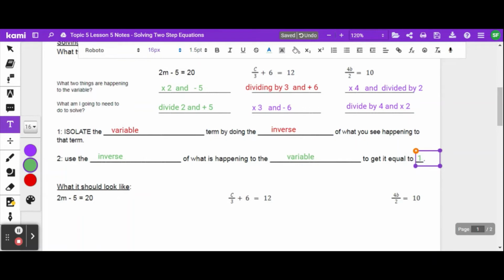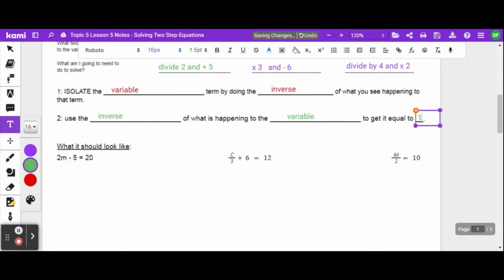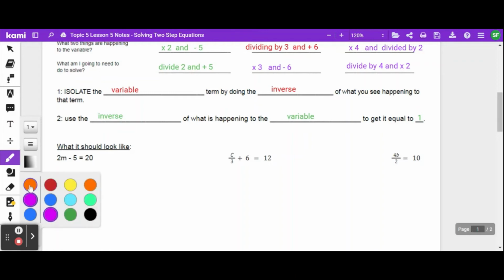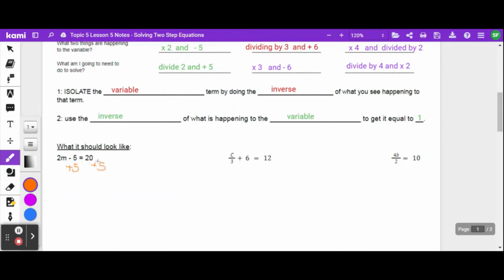So we're going to use the same examples as above, and we're going to solve them the proper way, all right? So 2m minus 5 equals 20. The variable term is 2m, and I can see that 2m is being subtracted by 5. So I need to do the opposite of subtracting 5, which of course would be add 5. And I'm going to need to add 5 to both sides of the equation. So I'm going to add 5 on the left side of the equal sign. I'm going to add 5 on the right side of the equal sign.